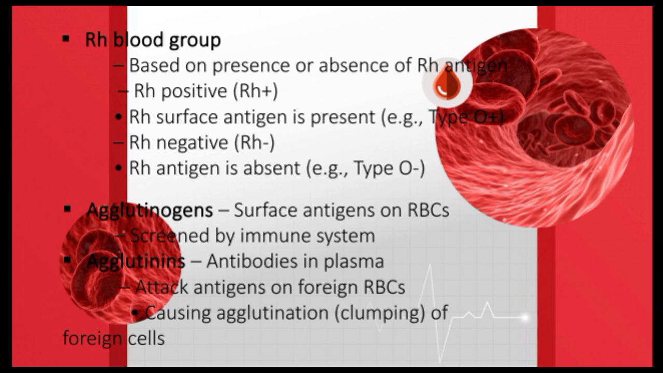Agglutinogens. These are the surface antigens on red blood cells screened by the immune system. Agglutinins. These are the antibodies in plasma that attack antigens on foreign red blood cells, causing agglutination or clumping of the foreign cells.